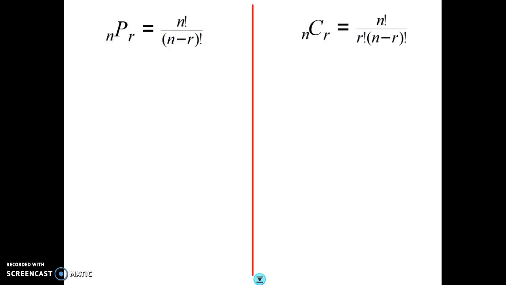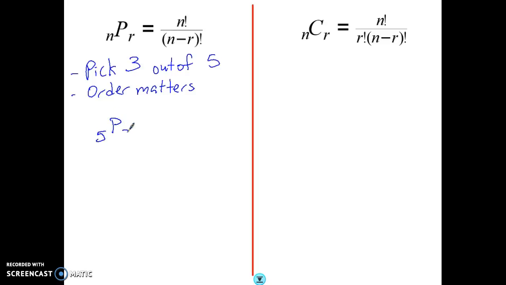So what does that look like just really generically? Let's say we wanted to pick 3 things out of a group of 5. And let's also say that order matters. So it matters what order I pick the 3 things in. Right? There's a first thing, a second thing, and a third thing. Well, we would write this as 5P3.